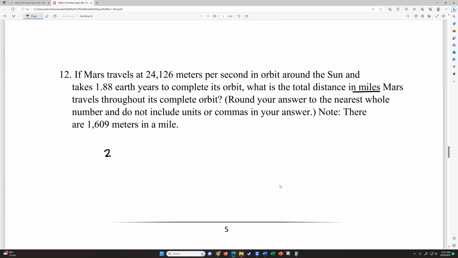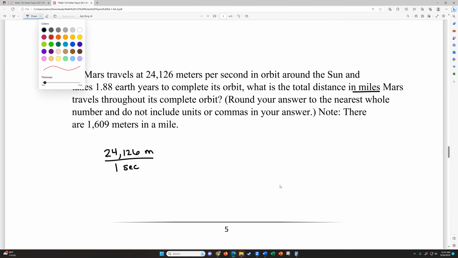So let's start with what we have. 24,126 meters per second. That's 1 second. And it takes 1.88 Earth years to complete its orbit. What's that total distance in miles? So we're looking at a singular moment in time. We're also going to have to convert that to a whole Earth, to how many Earth years that is. We're going to have to make sure we do a conversion with that because it's right now in seconds. So let's talk about this one.